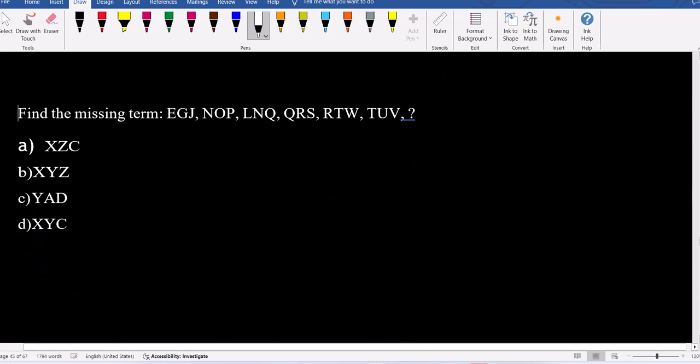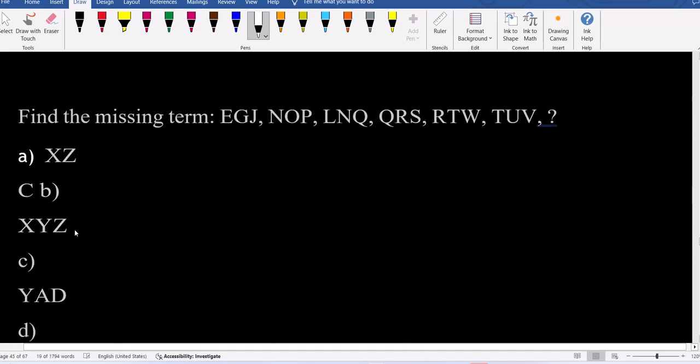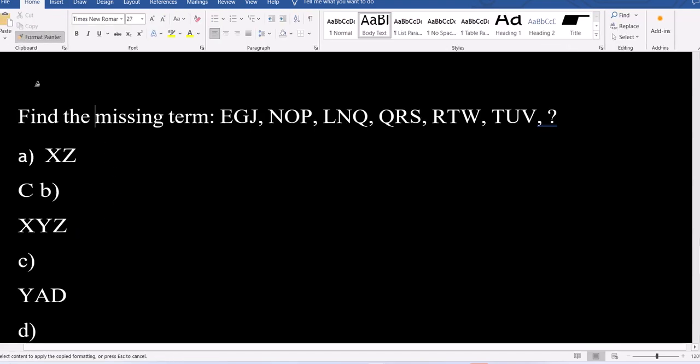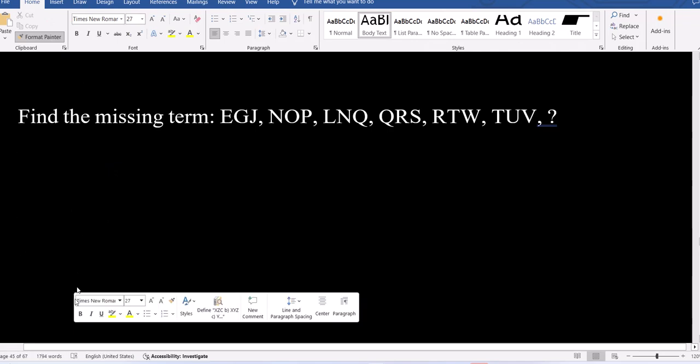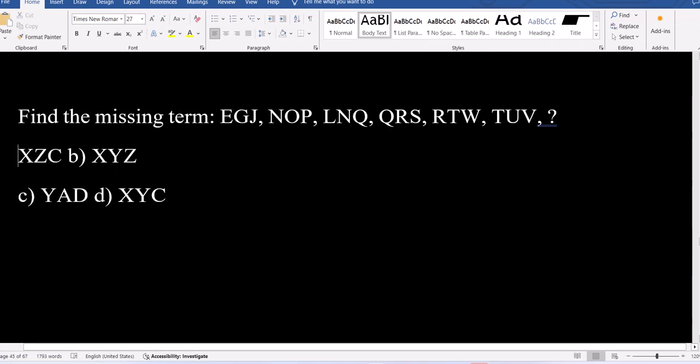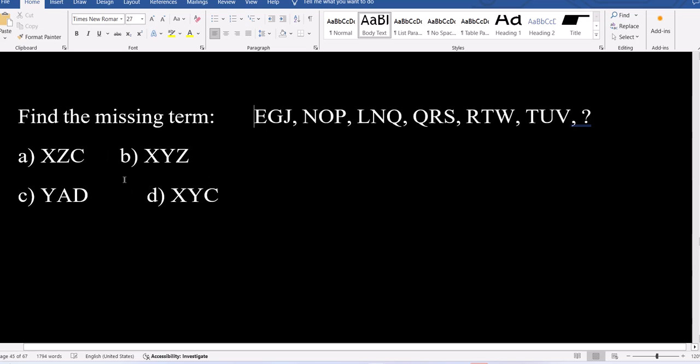That's the logic. Now let's see one more missing-term-related series. Missing terms we can fix. This model is going to be asked. Find the missing term. They've given a lot of clues already in the question. ENLQRT.